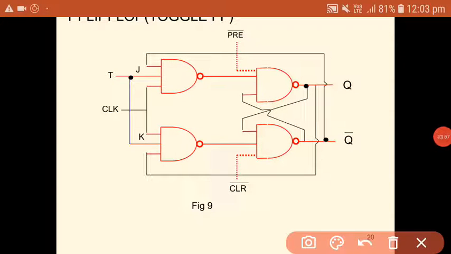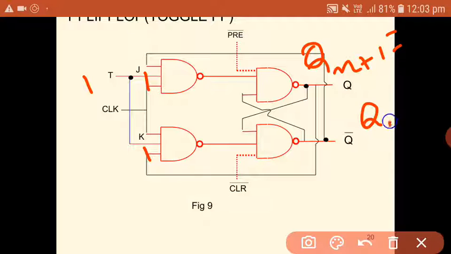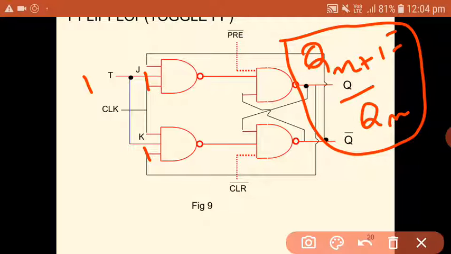And if you observe the next value of T, when T is equal to 1, that means J is equal to 1 and K is equal to 1. So when J is equal to 1 and K is equal to 1, what will be the output? Qn plus 1 is equal to what? Qn bar. You have already seen the operation of JK flip-flop. For the J is equal to 1 and K is equal to 1 combination, the present output will be equal to the complement of the previous output. So this will be the output of T flip-flop when T is equal to 1.